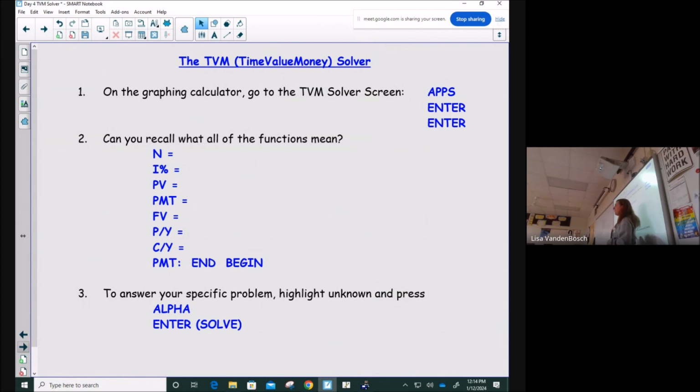And what do I put in for my PY and CY? However it's compounded. Okay, good. When we go to solve something, look down on your enter button. See above enter, how there is solve and it's in green? So you're going to have alpha enter in order to solve for something when we're ready. We're not ready yet. We don't have anything in there. But when we go to solve for something, we go alpha enter, and that will solve for whatever thing on this list we're solving for. It's easy. Don't worry, guys.